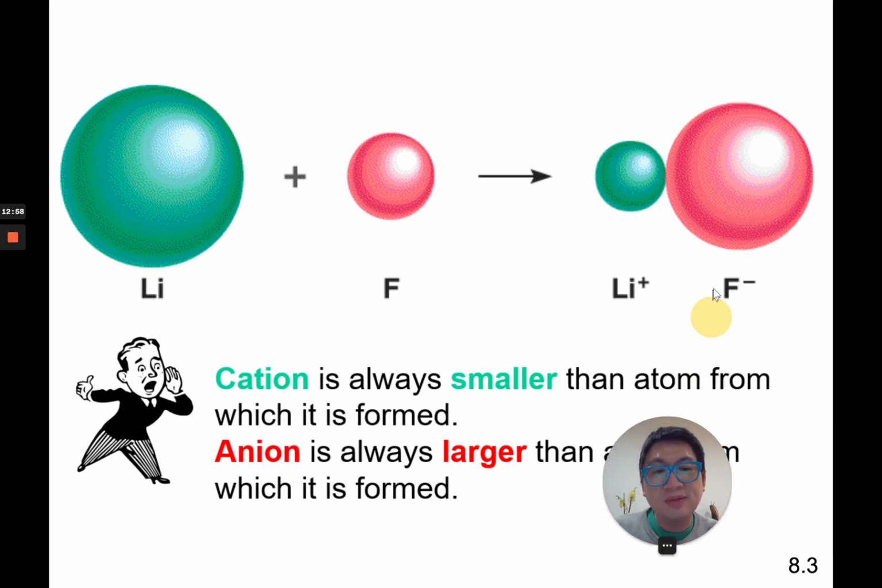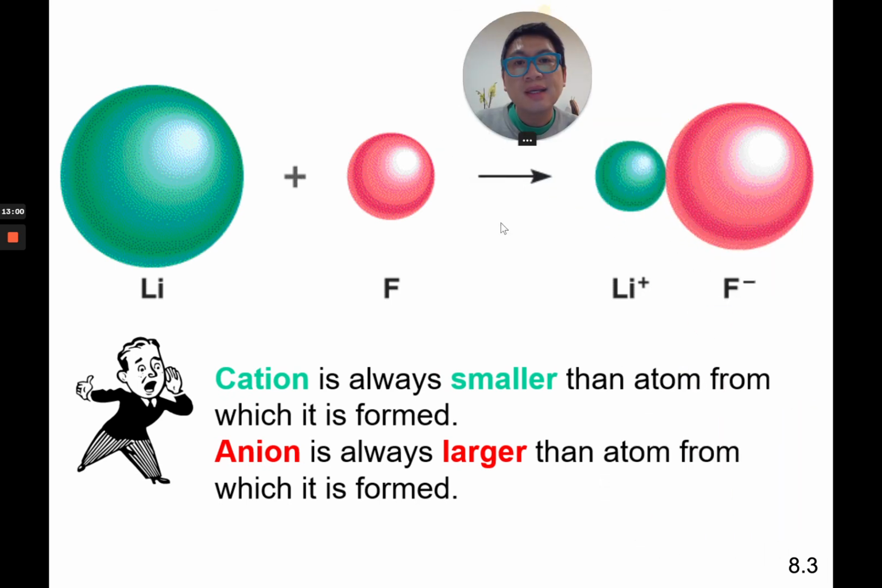Cations, which are positive ones, are always smaller than the atom from which they formed. Anions are always larger than the atom from which they form. In fact, maybe I should have worded it: cations are always much smaller than the atom from which they form. Anions are much larger than the atoms from which they form. This is actually somewhat to scale. Lithium, lithium ion. Fluorine, fluoride ion. So when it gets smaller, it gets a lot smaller. When it gets bigger, it gets a lot bigger.